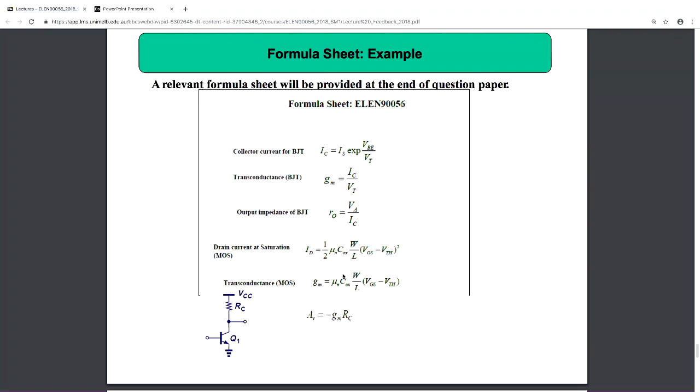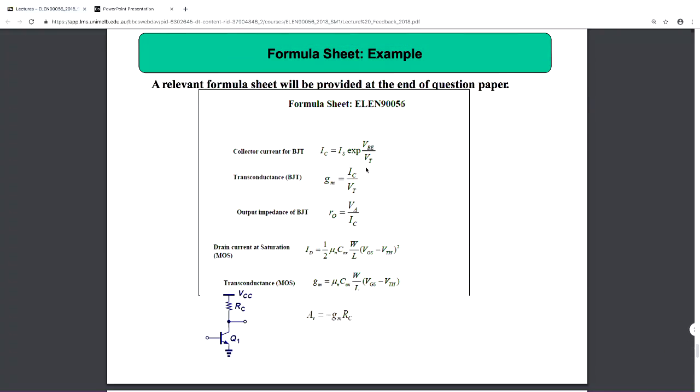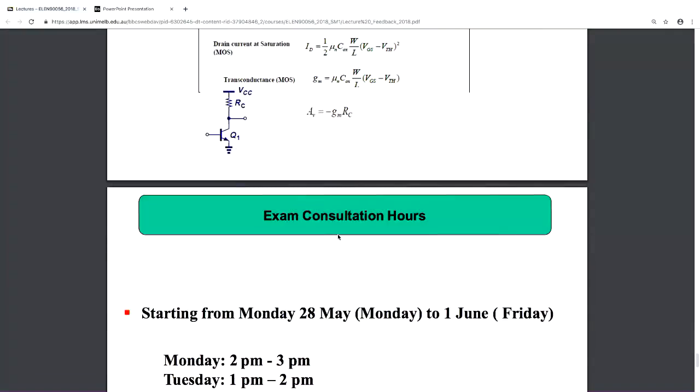But please don't ask me what this W is, or what this mu is. You should be familiar with those terms. And you should not ask me what is gm. You should be familiar with this equation. IC is the collector current, VT. Obviously, if you don't know, I will definitely tell you, but that is not advised.